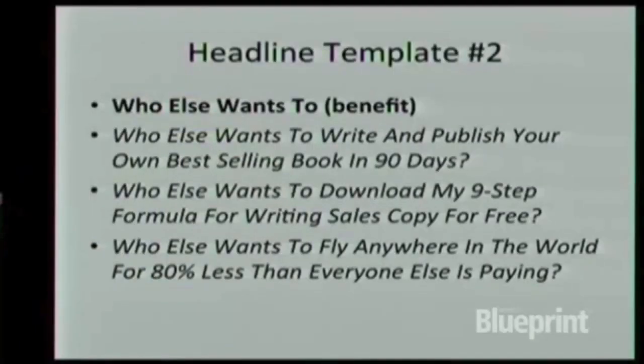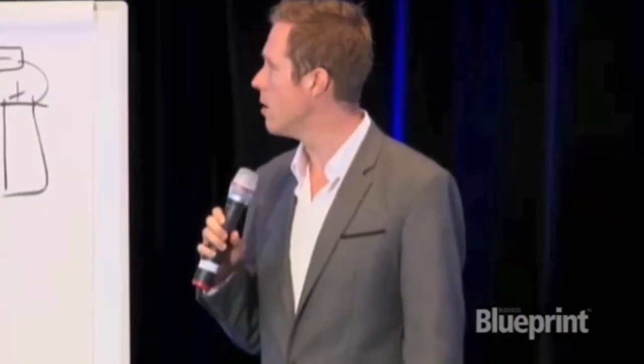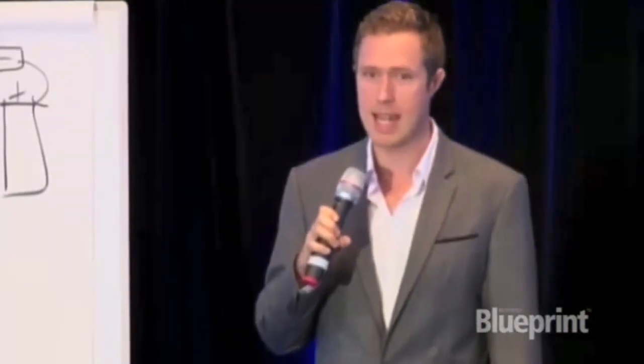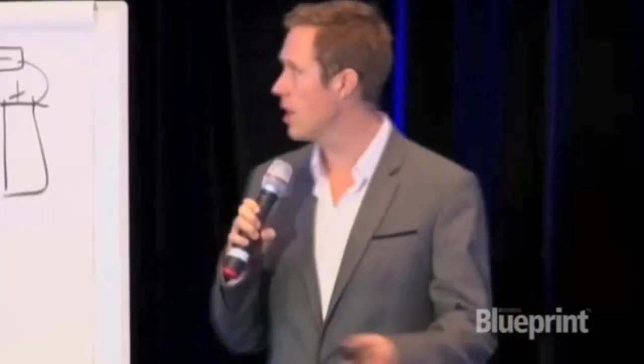Who else wants to benefit? Now, this one invokes that sense of curiosity, right? So that curiosity and that social proof. So "who else wants" implies that other people have already received that benefit, right? So it invokes that social proof element that was covered yesterday by Ben. So who else wants to write and publish your own best-selling book in 90 days? Obviously, that's going to appeal to authors.